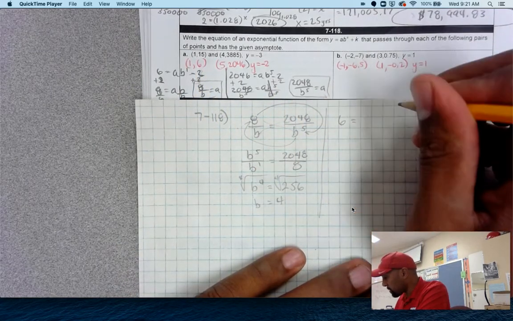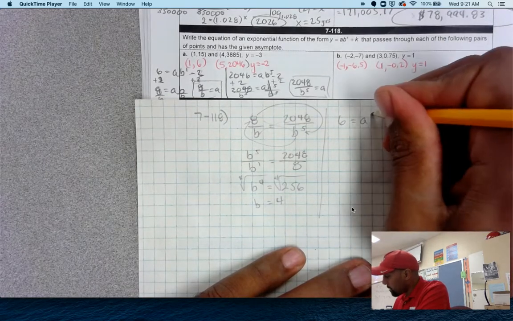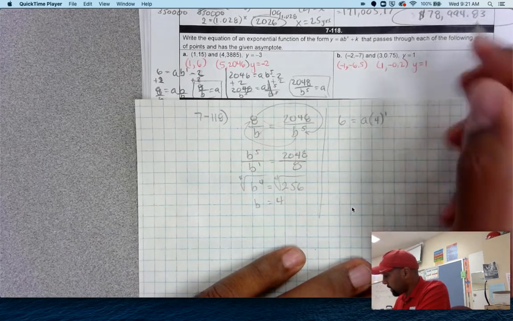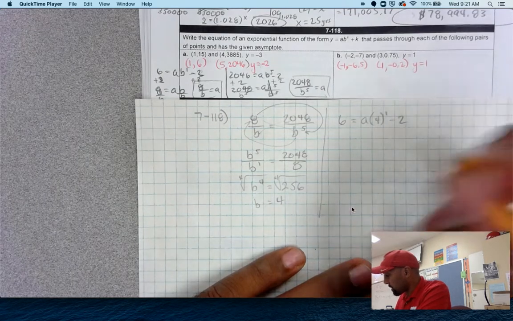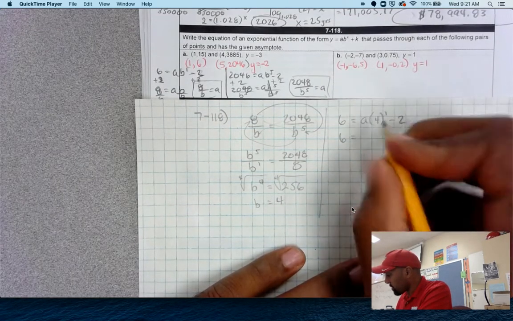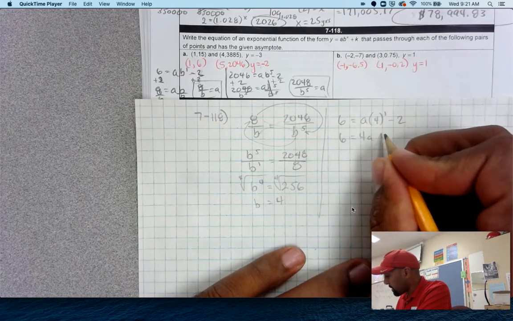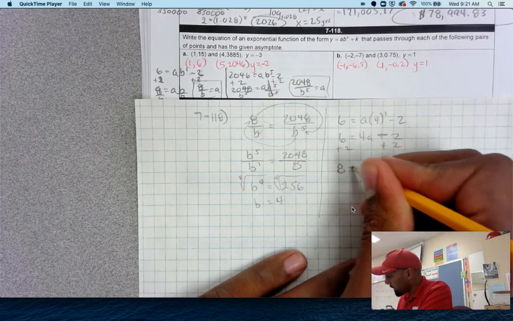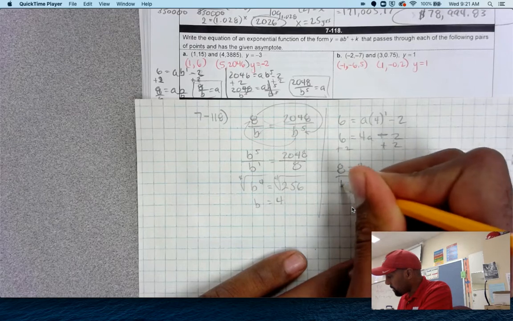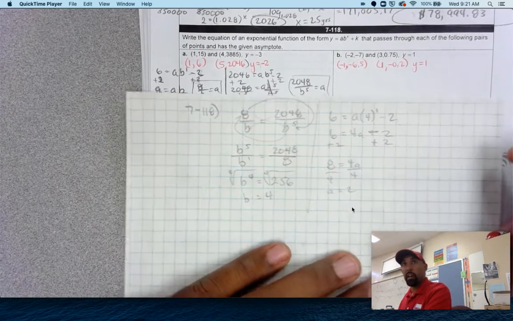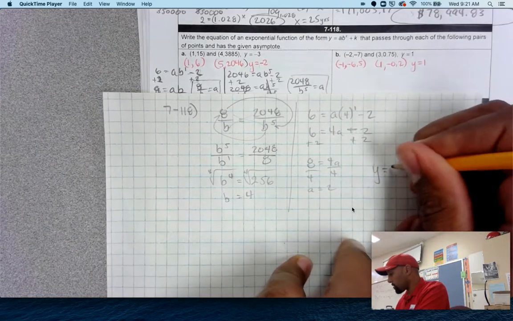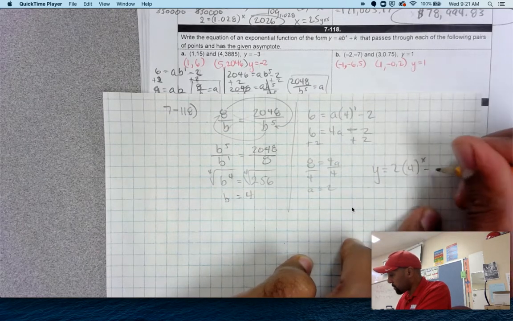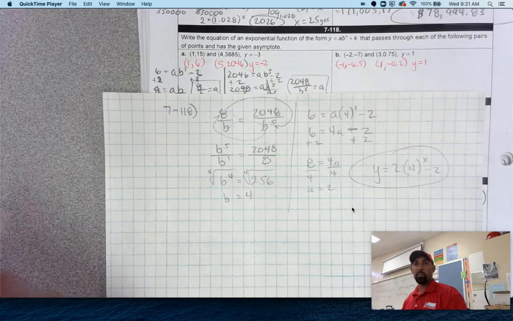So now 6 equals a times our b raised to the x value, which in this case is 1. And then I got to put the asymptote, minus 2, at the end. Okay, so let's simplify. 4 to the 1 is just 4. So it's 4 times a, and then minus 2 here. So plus 2 equals 8. And then divide by 4, a equals 2. Okay, so now our final equation is y equals 2 times 4 raised to the x power, and then I got to put the asymptote, which is minus 2. Okay, so there's our equation.